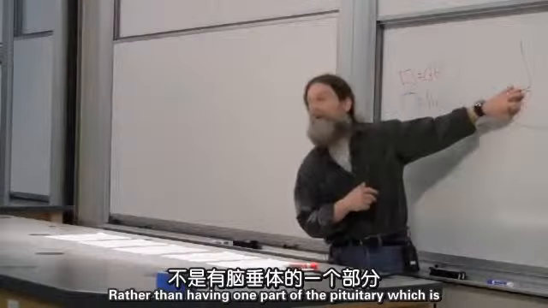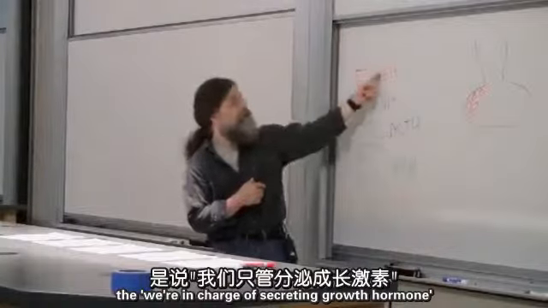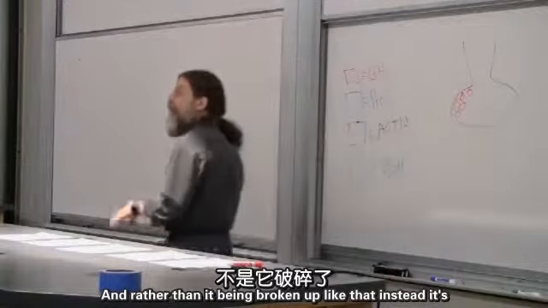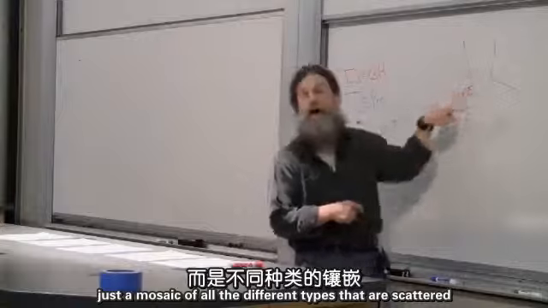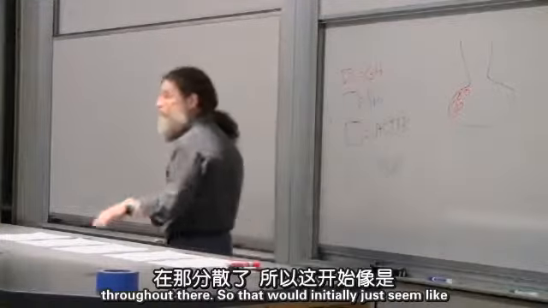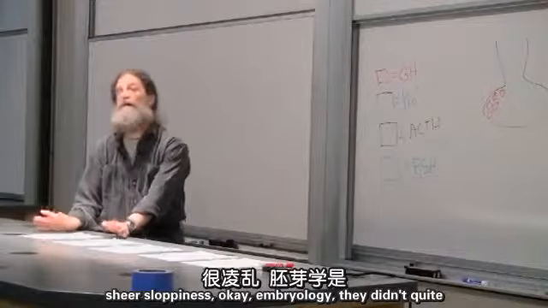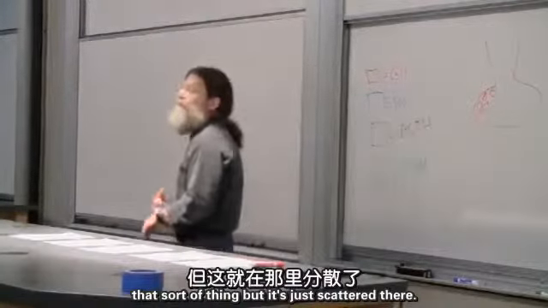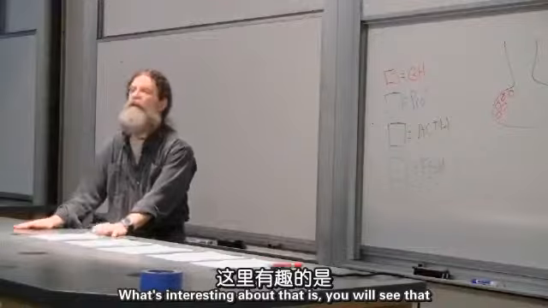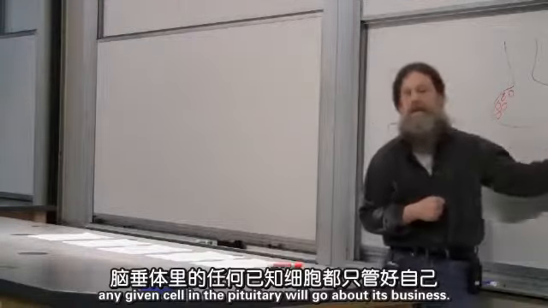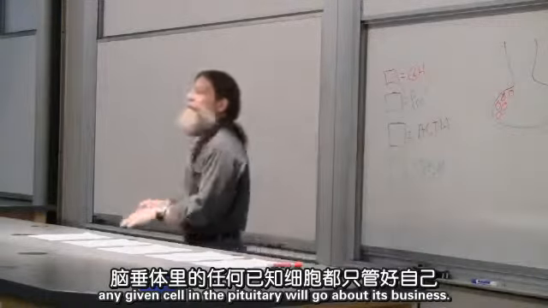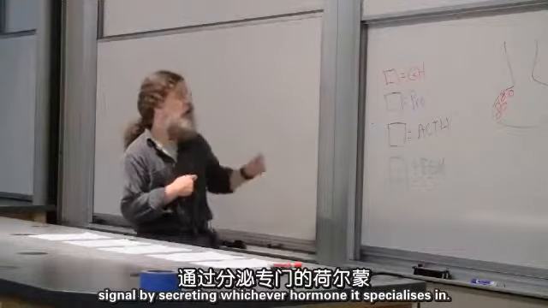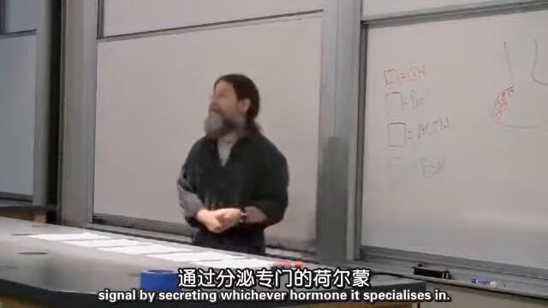Rather than having one part of the pituitary that's the we're-in-charge-of-secreting-growth-hormone neighborhood, and one part that's the we-do-prolactin neighborhood, instead it's just a mosaic, with all the different types scattered throughout. That would initially seem like sheer sloppiness, as if in embryology they didn't quite get it together to have discrete neighborhoods. What's interesting about that is that any given cell in the pituitary will go about its business, which is responding to its specific hypothalamic signal by secreting whichever hormone it specializes in.